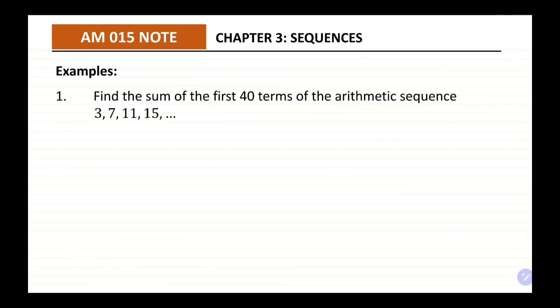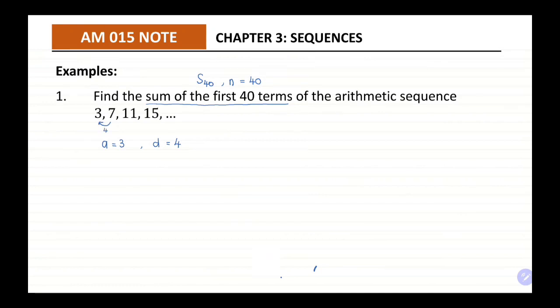Example number 1. Find the sum of the first 40 terms of the arithmetic sequence 3, 7, 11 and 15. Sum of the first 40 terms. Okay, so we want to find S40, where n equals 40. Given sequence 3, 7, 11, 15. From this sequence, we know the first term is 3, and the common difference, since it is arithmetic, is 7 minus 3, we get 4.